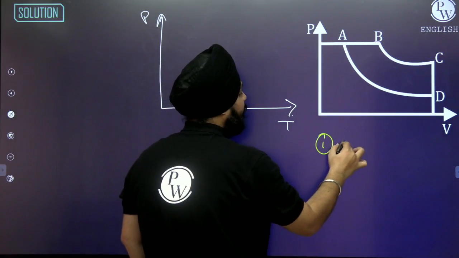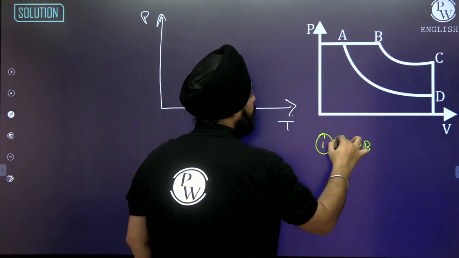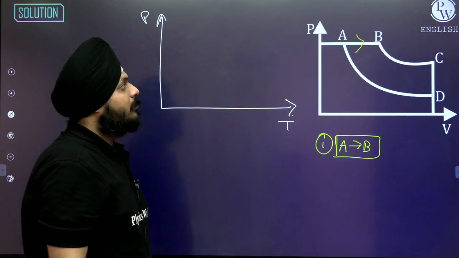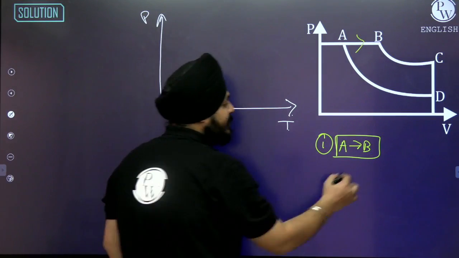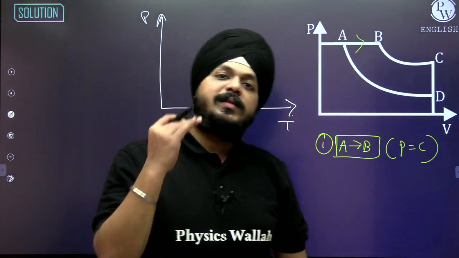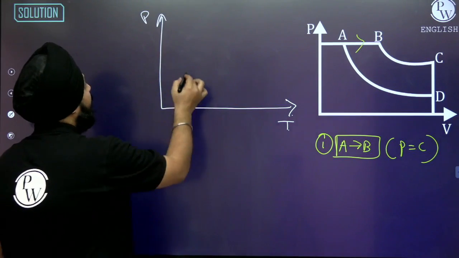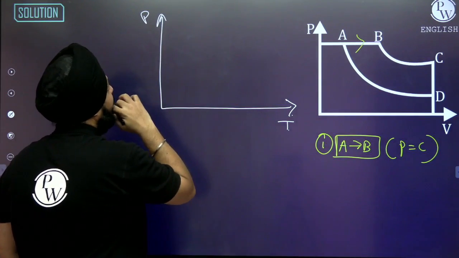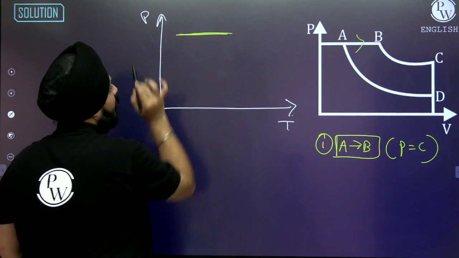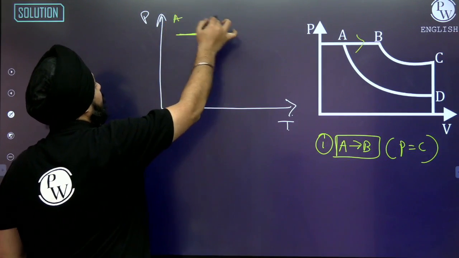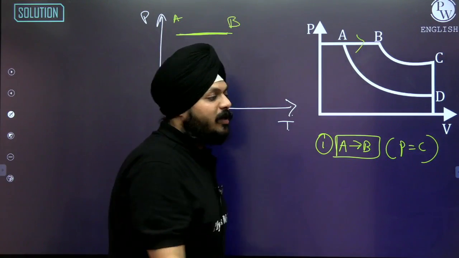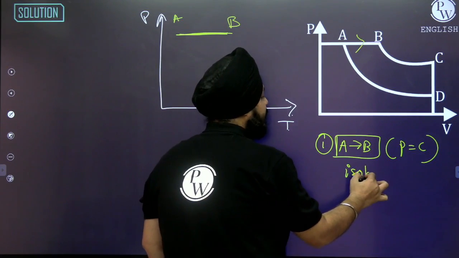First, let's move on from A to B. You can see A to B process states that pressure of the system is kept completely constant. It means that A to B will be like this. This is A. Pressure is kept constant. So A to B is which kind of process? It is an isobaric process.